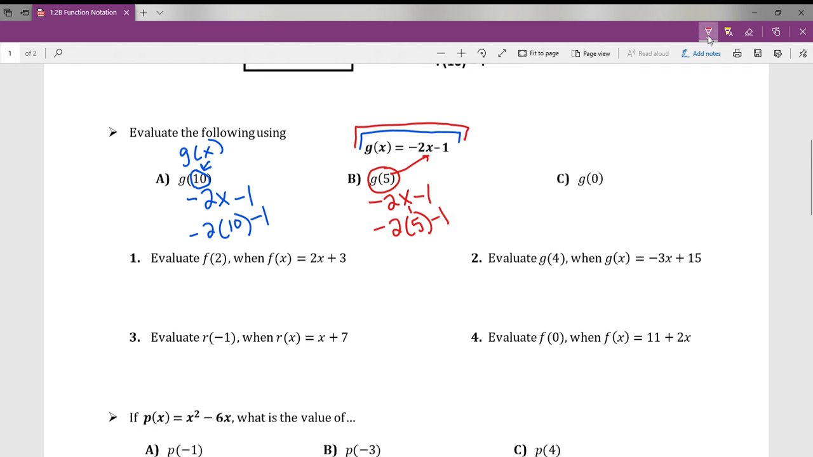Okay, we're going to do another example problem, C. Again, I'll try and use a different color. Using this same equation up here, but now I'm going to plug in 0 for x. So my equation stays the same: -2x minus 1. I'm going to take this x and plug in 0. So now I have -2 times 0 minus 1. And again, tomorrow we'll practice getting that actual answer. So there's our 3 example problems.